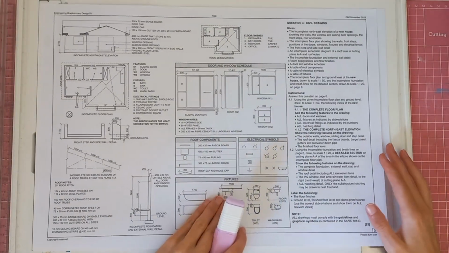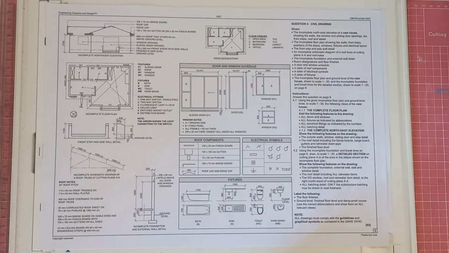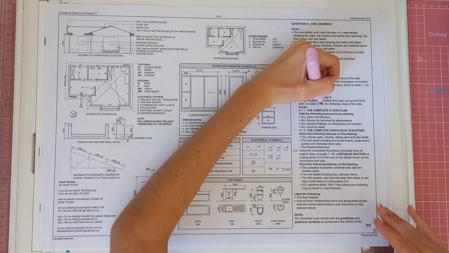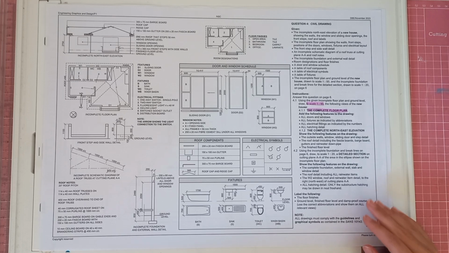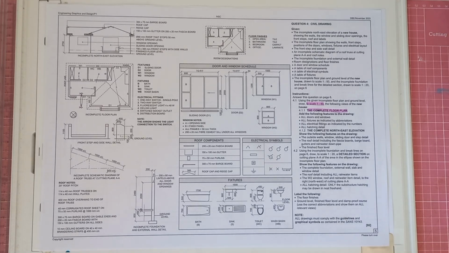Okay? Then it says, instructions. Answer this question on page 6. Given the incomplete floor plan and ground level, draw to scale 1 to 50 the following views of the new house. So we've got the complete floor plan, the complete northeast elevation, and the detailed section. Now I'm only going to focus on the floor plan for now, so we will do the rest in the next video. Okay, so it says here, add the following features to the drawing: all doors and windows, all fixtures as indicated by abbreviations, all electrical fittings as indicated by the numbers, as well as all hatching detail.